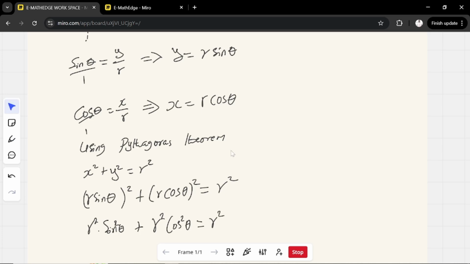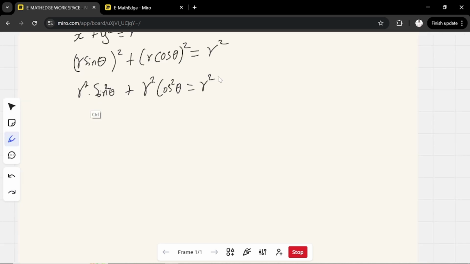Now, if you observe this equation, you will notice that there is r square in the first term, r square in the second term, and also the third term, which is at the right hand side. So since we have a common factor among these terms, what we are going to do is to divide through by r square, which is the common factor, for us to simplify further.